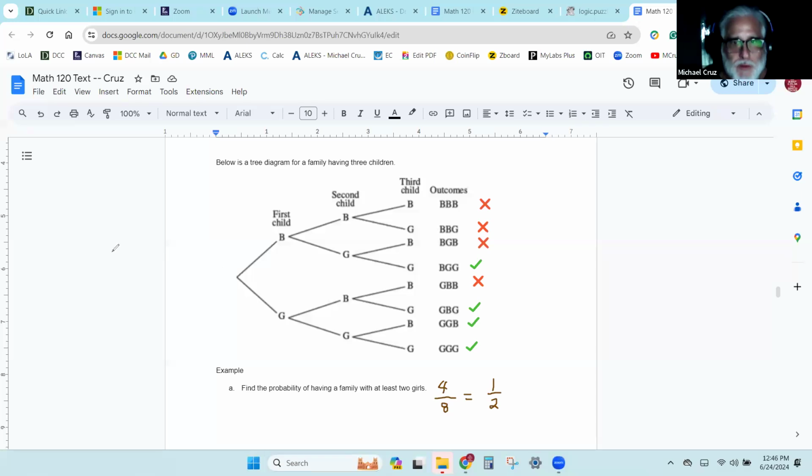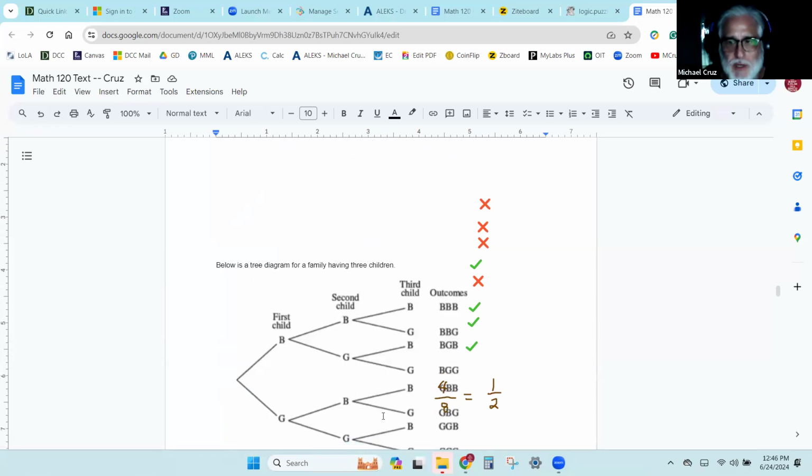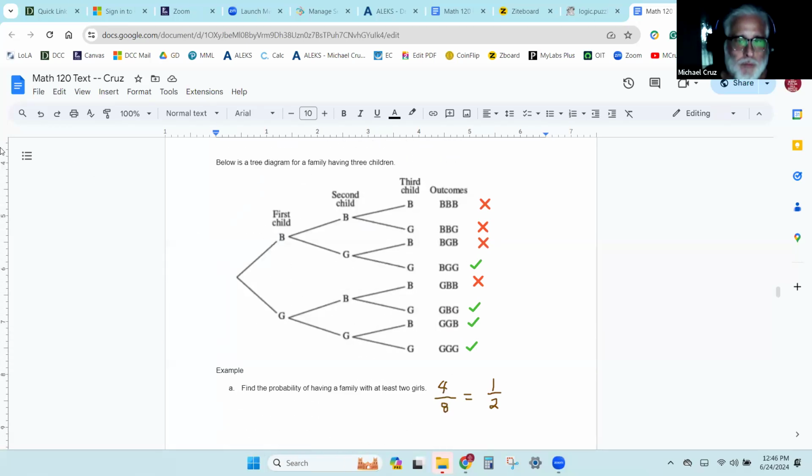All right, so what else we got? Find the probability of having all children of the same gender. All same gender. That's these right here. There's only 2 of those.